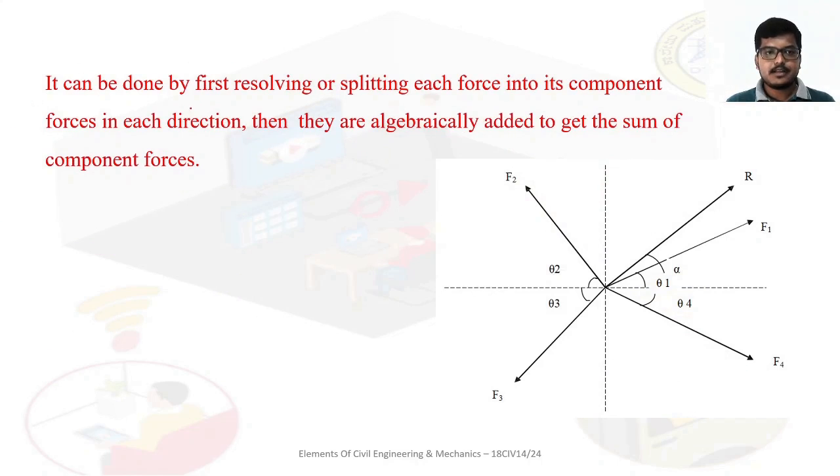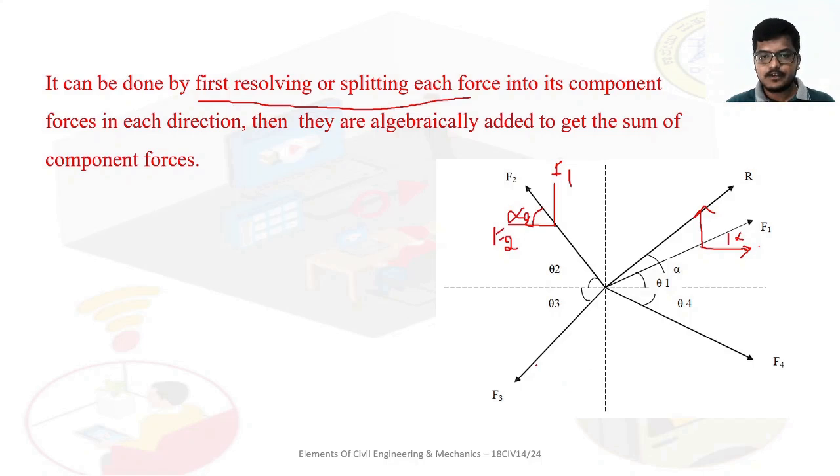The resolution can be done by first resolving, or splitting, each force. We should split each force into its component forces in each direction. So F1 is there, and we have to resolve it in each direction. If this angle is alpha, then F1 cos alpha and F1 sin alpha. If this is F2, we need to resolve it into one vertical and one horizontal component. If the angle is here, then it is F2 cos alpha and F2 sin alpha, or alpha 2, whichever you take.